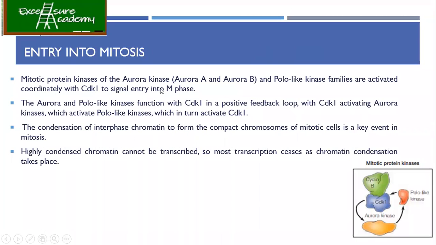Now, the mitotic protein kinases, aurora kinase, which has aurora A and B, and polo-like kinase, are activated by the activity of CDK1, which is a signal to enter the mitosis. Okay. Now, the aurora and polo-like kinases function with CDK1 in a positive feedback. Just now I have discussed that CDK1 will be activating aurora kinase, which will be activating polo-like kinase, and this in return will again be activating the CDK1.